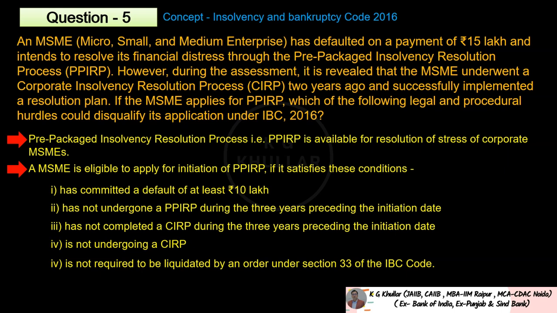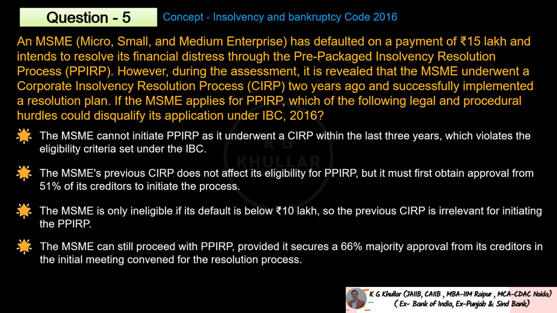So can you guess the correct answer now? Well, yes, the correct answer to this question is option A. Friends, according to IBC 2016, a MSME is ineligible to initiate PPIRP if it has undergone a CIRP in preceding 3 years. Now, this restriction ensures that MSME do not misuse insolvency mechanisms without fully resolving their financial distress. So the basic objective here is to maintain the integrity of resolution process and prevent repeated insolvency filings within short intervals.